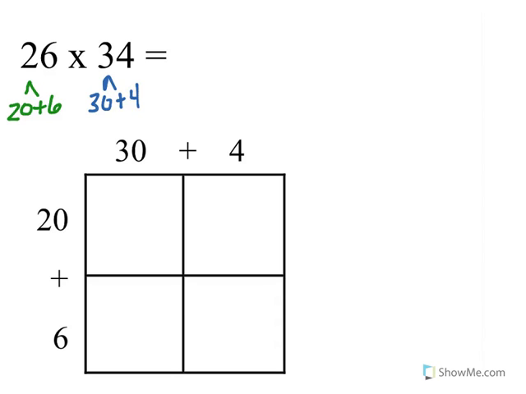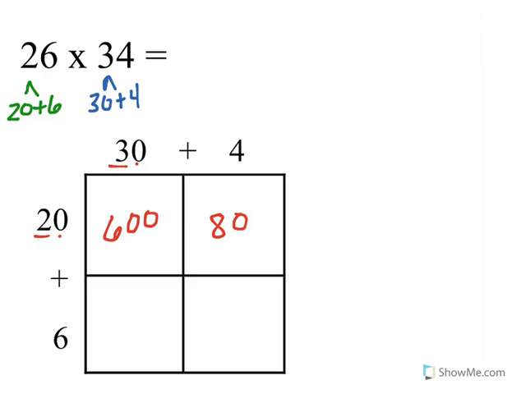Now, the first thing I've got to do is multiply 20 times 30. And I'm going to do that by multiplying 2 times 3, which I get 6. Now, because I left the 0 off of my 20 and the 0 off of my 30, I actually need to put both of those back with my 6 so that I know that 20 times 30 is 600. Now, I want to multiply 20 times 4. Well, I know 2 times 4 is 8, so 20 times 4 is 80.